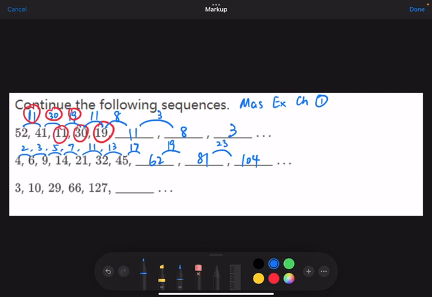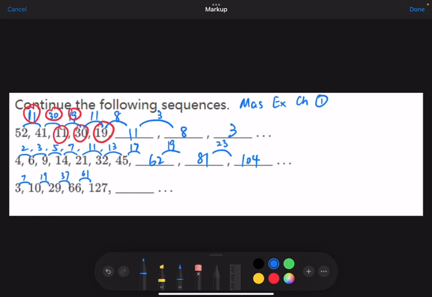That's the second sequence. And let's look at the third sequence now. We have 3, 10, 29, 66, and 127. Again, look at the difference between two adjacent terms. Between 3 and 10, we have a 7. Between 10 and 29, we have a 19. Between 29 and 66, this is going to be 37. And then between 66 and 127, we have 61.